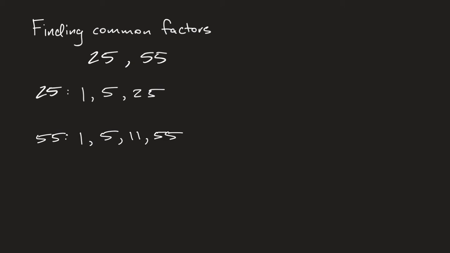First, we need to see which numbers they have in common. They have 1 in common, but that doesn't really count because every number is going to have 1 in common, so let's ignore that. They have 5 in common. Do they have any of the numbers larger than 5? No, they do not. So we say 5 is the greatest common factor. Greatest meaning largest, common meaning it's in both of these numbers, 5, and factor, it's a factor in both.